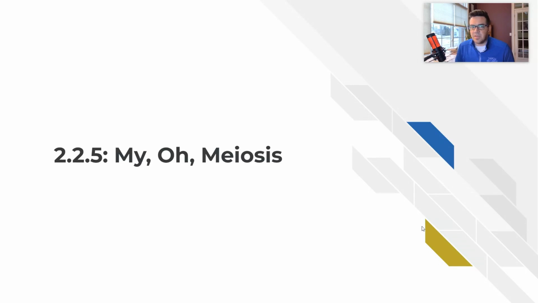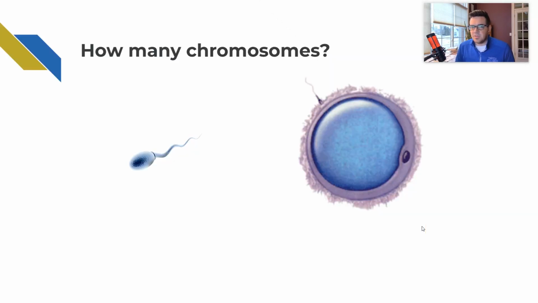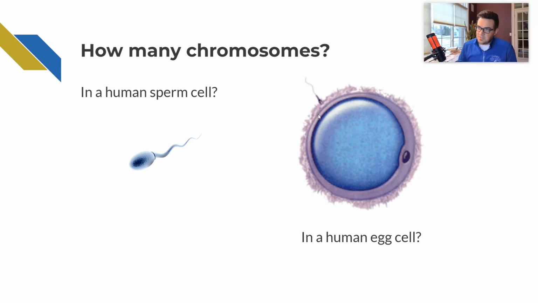This video is all about meiosis. So how many chromosomes do you have in a human sperm cell or a human egg cell? Well, a normal body cell has 46 chromosomes. So a sperm cell and an egg cell, because they're the ones that are going to be fusing together, as you actually see happening here during fertilization, need to have half that number, or 23 chromosomes.